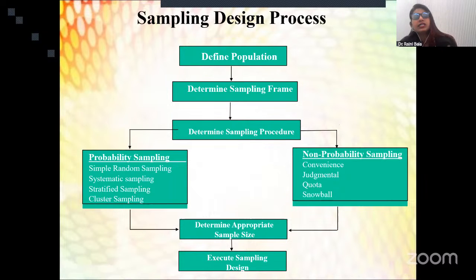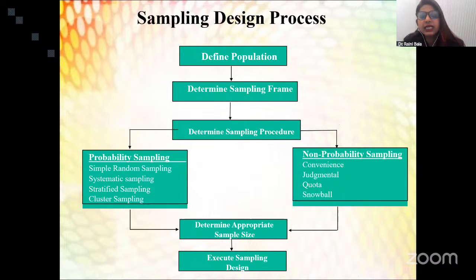If I'm saying sampling procedure, then you have two types of sampling techniques. One is probability sampling technique and the second is non-probability sampling technique. So when your population is finite in number, in that case, you can go with probability sampling technique. On the other hand, when your population is infinite in number, you can't go with probability sampling technique. We will go with non-probability sampling technique.